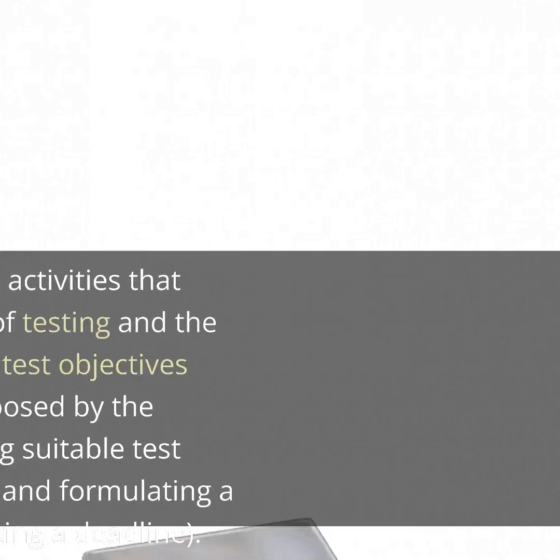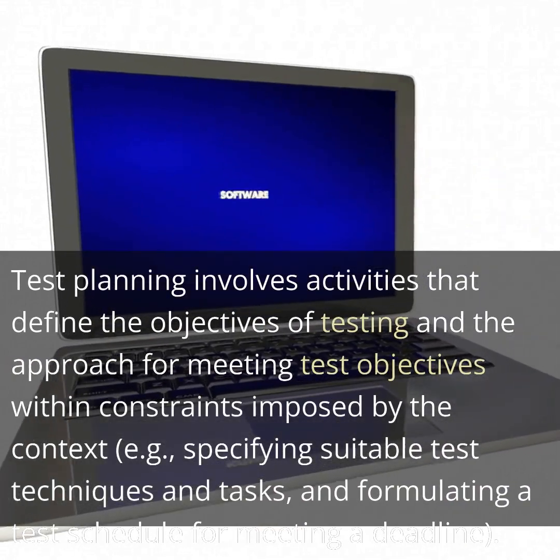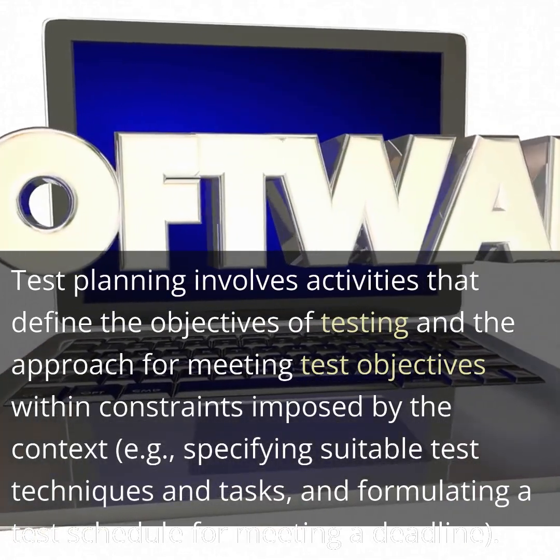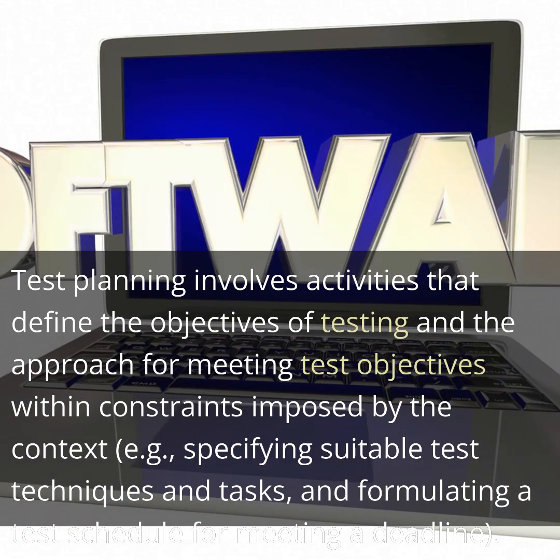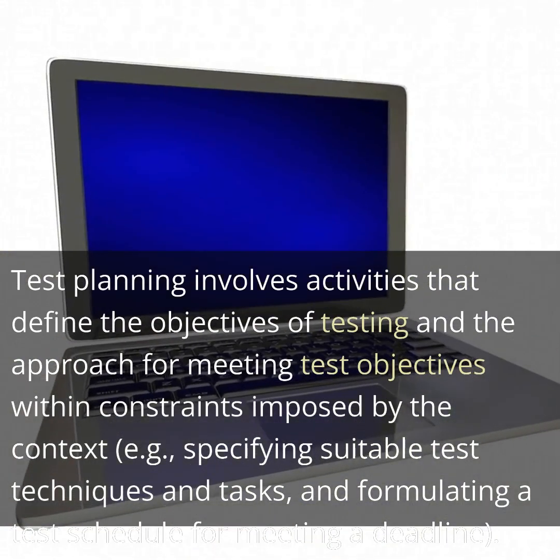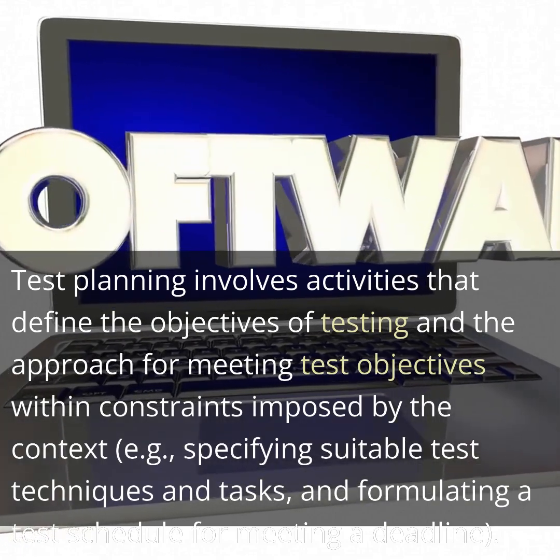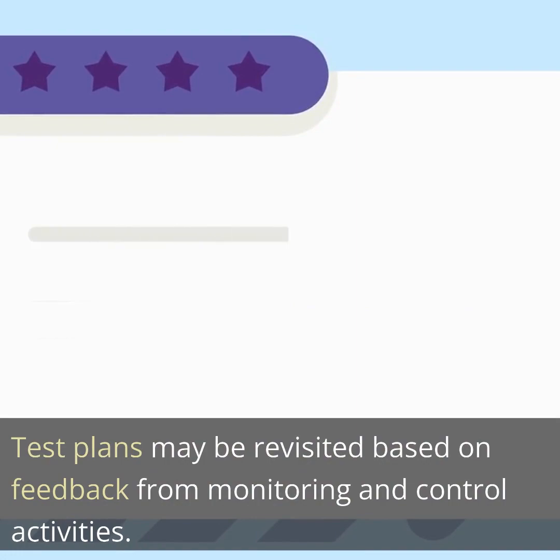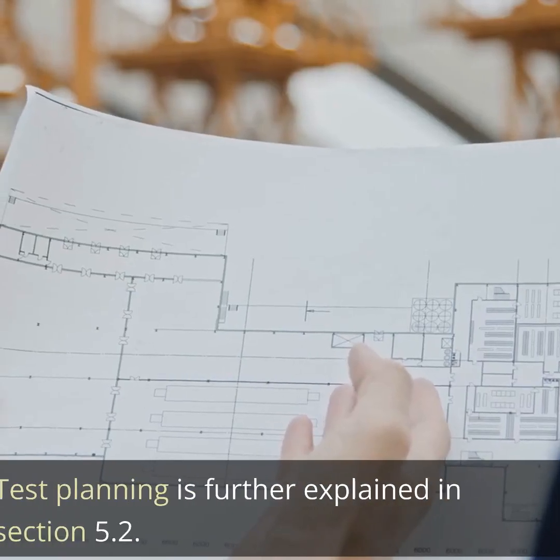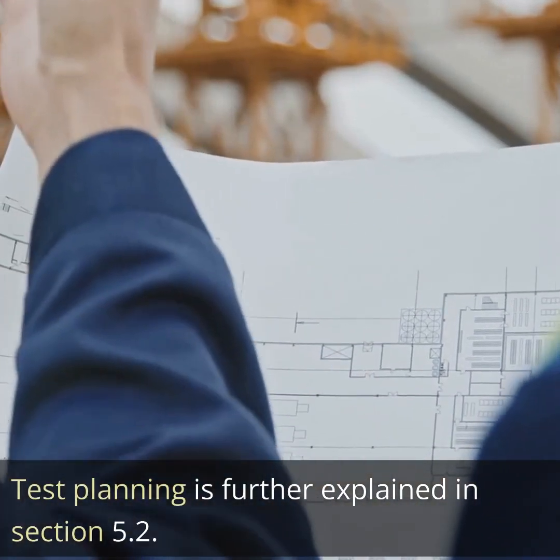Test planning. Test planning involves activities that define the objectives of testing and the approach for meeting test objectives within constraints imposed by the context, e.g., specifying suitable test techniques and tasks, and formulating a test schedule for meeting a deadline. Test plans may be revisited based on feedback from monitoring and control activities. Test planning is further explained in Section 5.2.